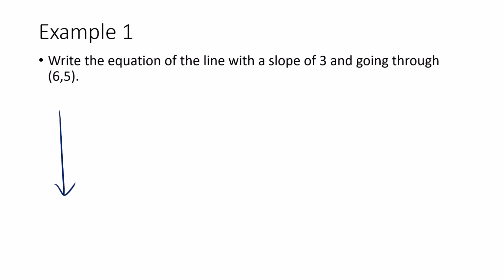Now, just to really drive home the point, I want to make it really clear that there is only one line that meets this requirement. So it goes through the point 6,5. So 1, 2, 3, 4, 5, 6, and then up 5 is somewhere here. And then the slope is 3. So my rise over my run means I'm going to go up 3 over 1. And there is only one line that does that.